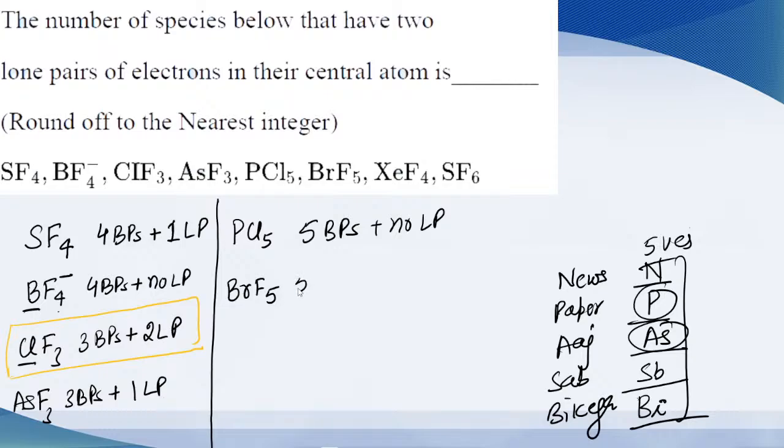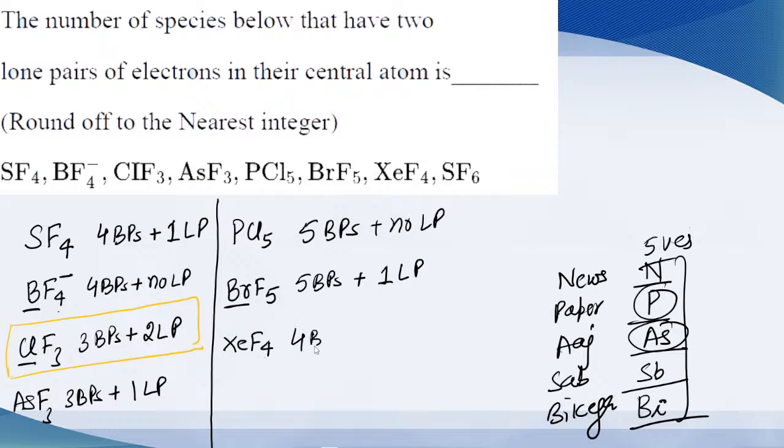So 5 bond pairs. And how many lone pairs? There is 1 lone pair, because bromine has 7 valence electrons. Out of 7, 5 are used. So 2 electrons left unshared. So 1 lone pair.